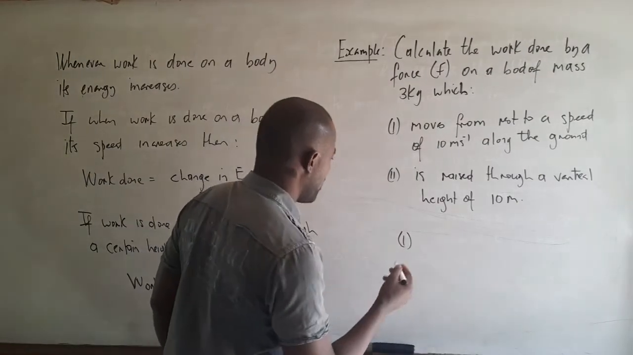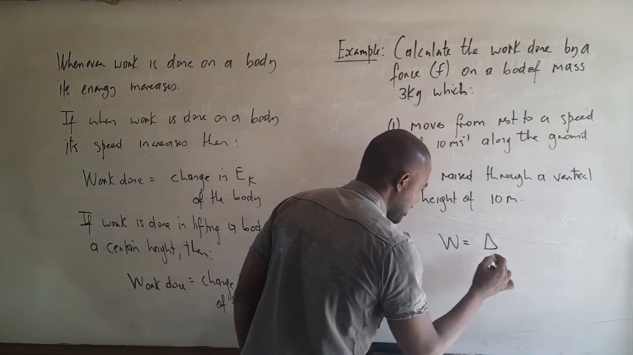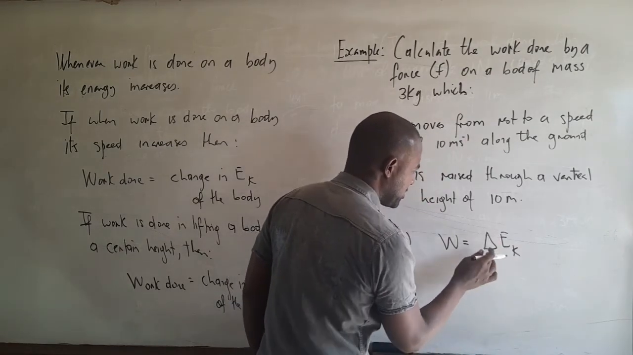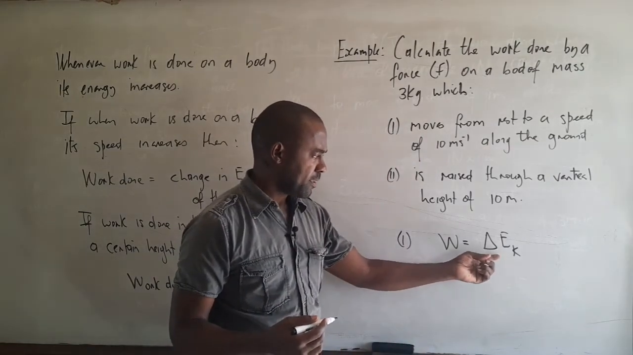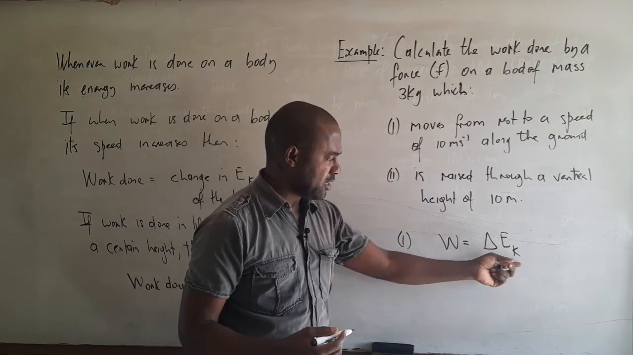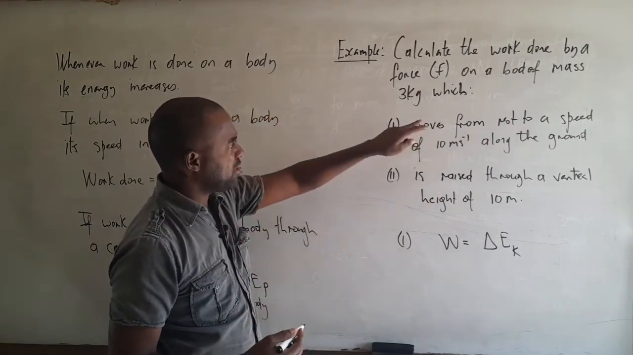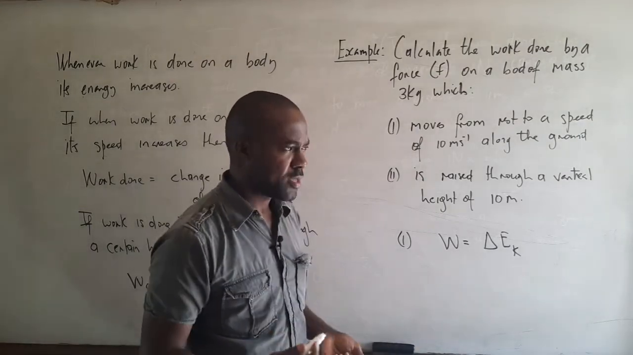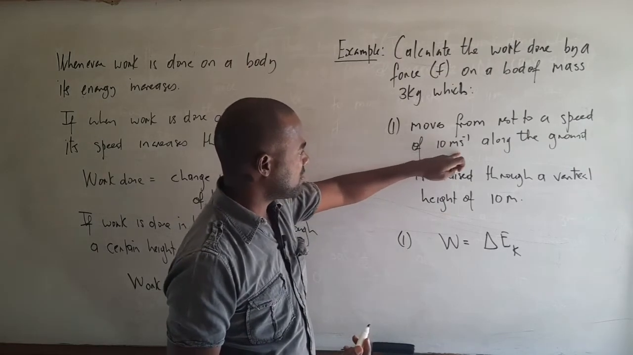So in case one, we say that the work done, W, is equal to the change in kinetic energy, delta EK. This triangle is the Greek letter delta, which is used to mean change, right? So the work done, W, is equal to delta EK, or the change in kinetic energy. And since the body was initially at rest, its initial kinetic energy would be zero. And so the change in kinetic energy is just the kinetic energy associated with this new speed.